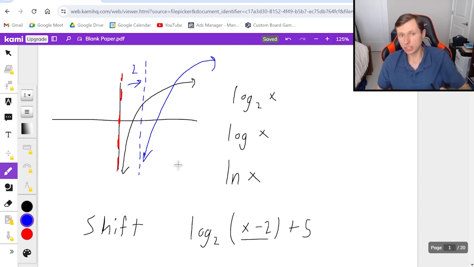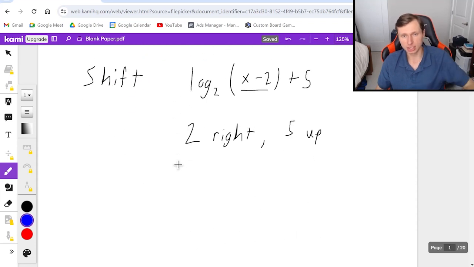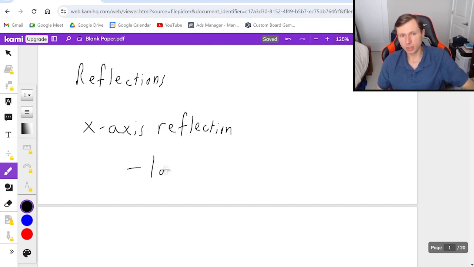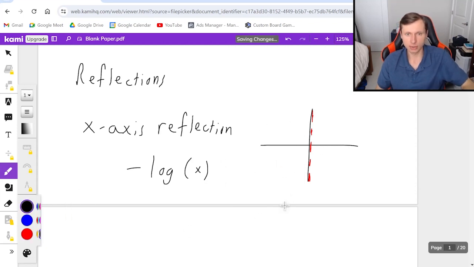And one more thing you need to know is if we have a reflection. Reflections look something like this. If it's an x-axis reflection, then the negative sign is going to be in front of the logarithm like this. And an x-axis reflection would look like this. First of all, the asymptote's still at 0, but now it's flipped so it looks like that.